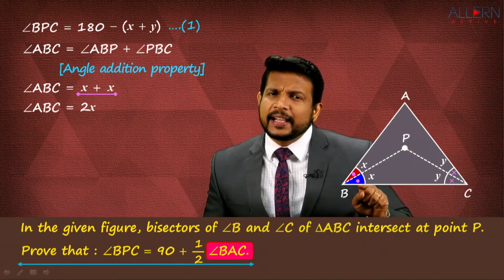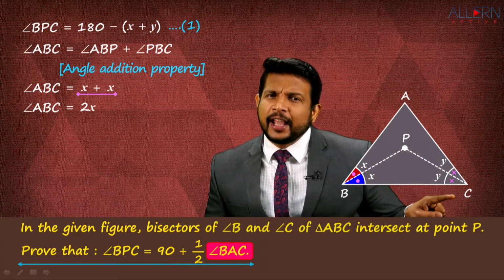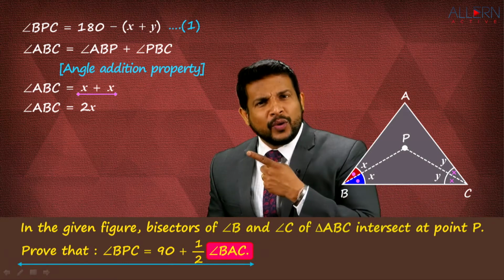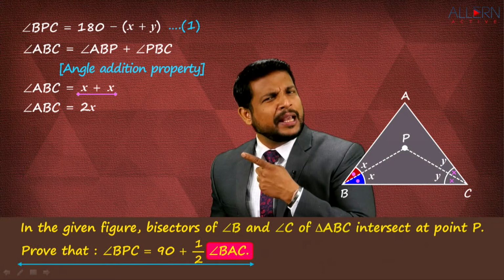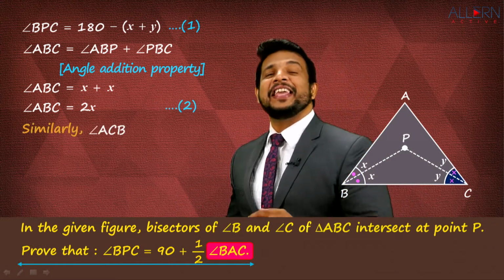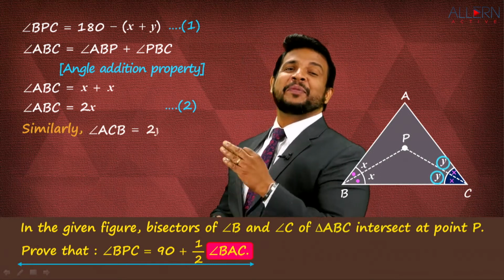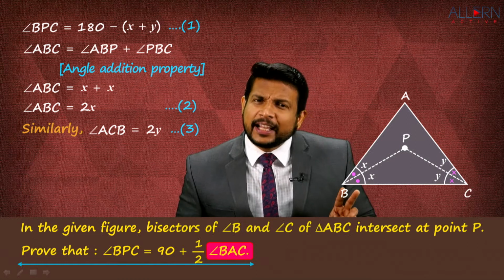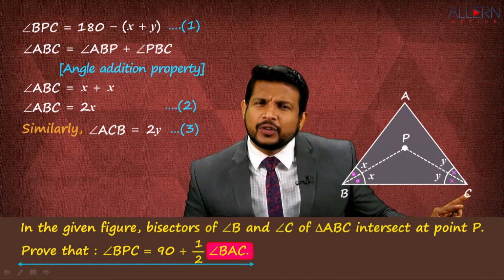The way we got this angle ABC as 2x, can we find angle ACB? Yes. What is that? y plus y, that is 2y. Are you going to write it again with all the steps? No, we can just write similarly. Angle ACB is equal to y plus y, that is nothing but 2y. And that's our result number 3. So now we know this angle ABC is 2x, this angle ACB is 2y.